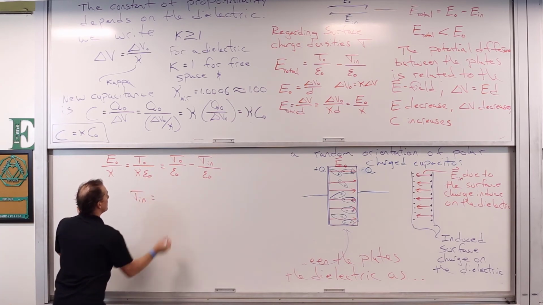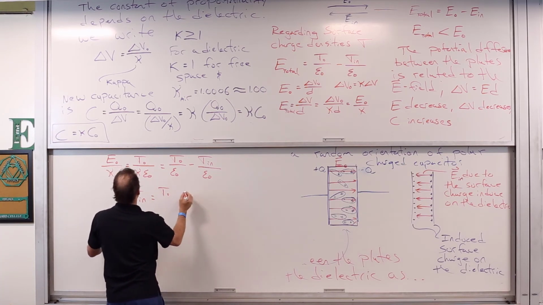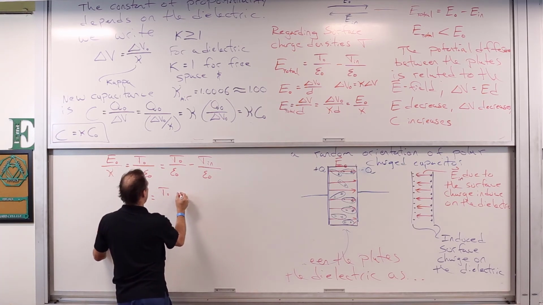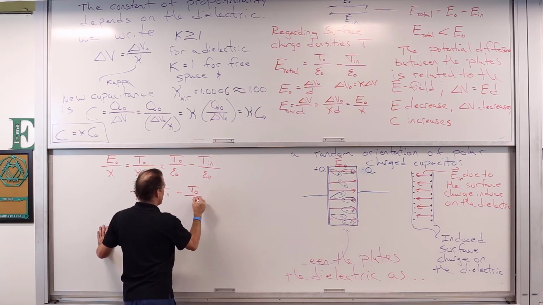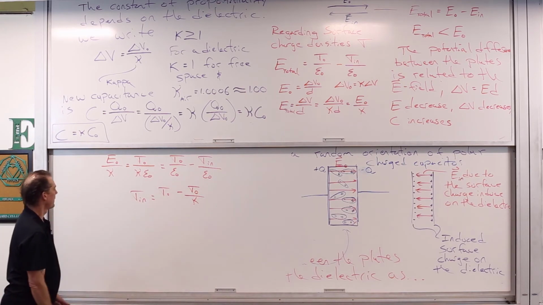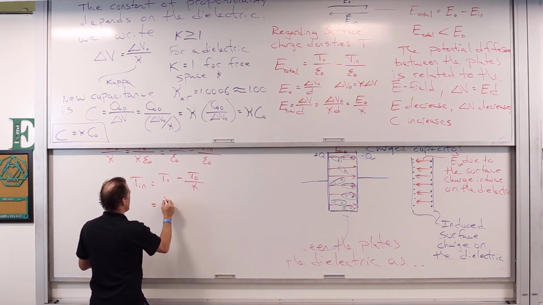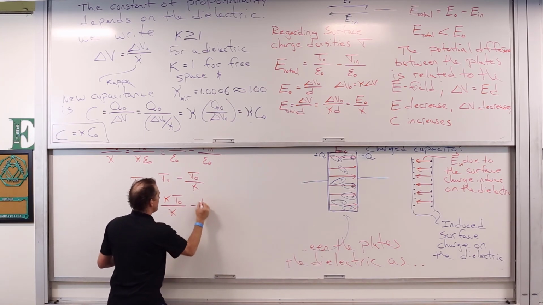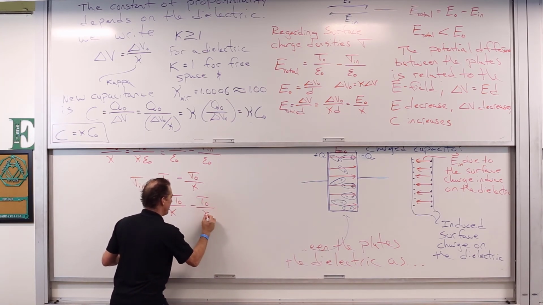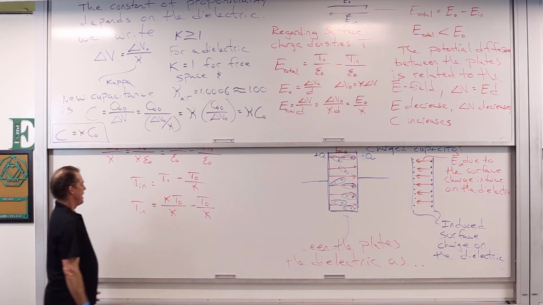Sigma induced is then equal to sigma 0 minus sigma 0 divided by kappa. And we can get a common denominator, make this look a little bit cleaner. Kappa over kappa there. So we can write this as kappa sigma 0 divided by kappa minus sigma 0 divided by kappa. That is equal to the induced surface charge density.